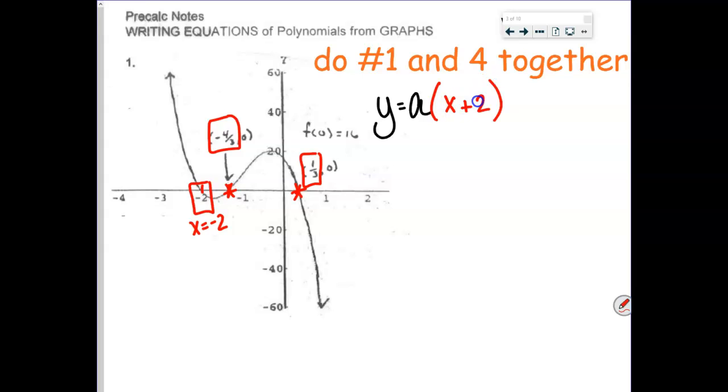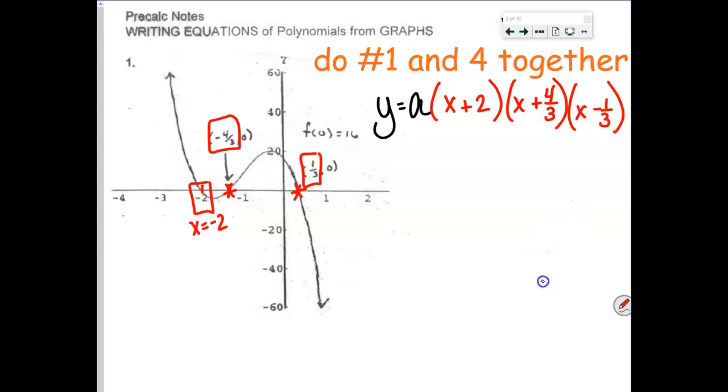X plus 2. Very good. And then if you know you have a solution at negative 4/3, for now, what I'd like you guys to write down is just x plus 4/3. We'll talk about other ways we could have written that in a moment, but for now, just write it like this. And then if I know I have a solution at 1/3, I'm going to write the factor as x minus 1/3.